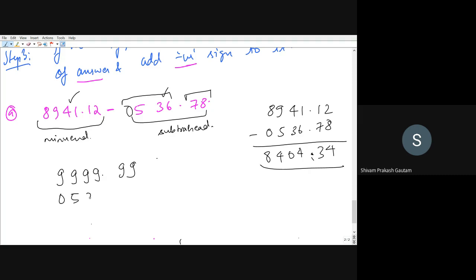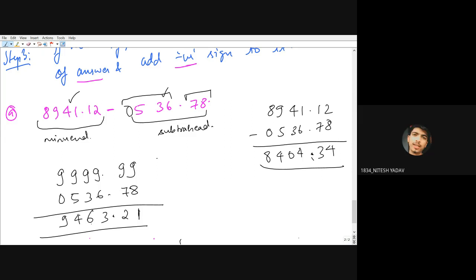So 0536.78. Okay, so this will be 1, 2, 3, 6, 4. Is it correct? If I minus this, so this will be 9. Is it okay? Is it correct? Yes, sir. Okay. So this is the 9's complement.